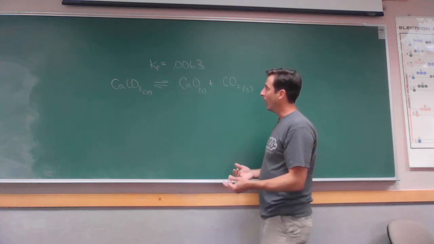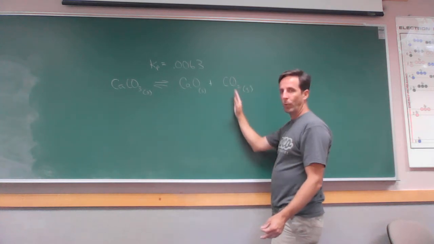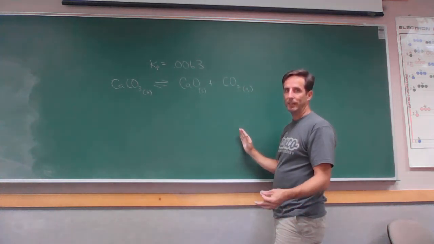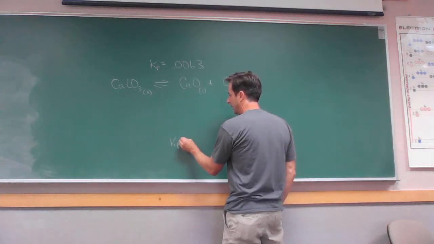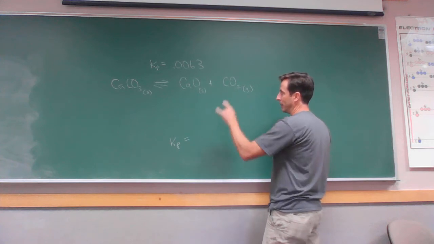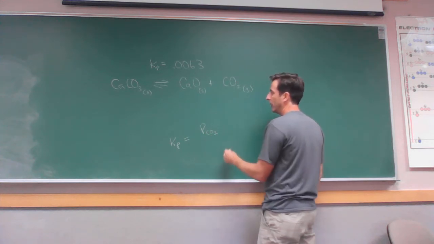All right, now on this one, if I think about it, I could fill out my ice table. I would really only have the one column here for CO2 that I actually have to deal with. But let's just think about what is Kp here. For this reaction, it's going to be the CO2 on top, the pressure of CO2.